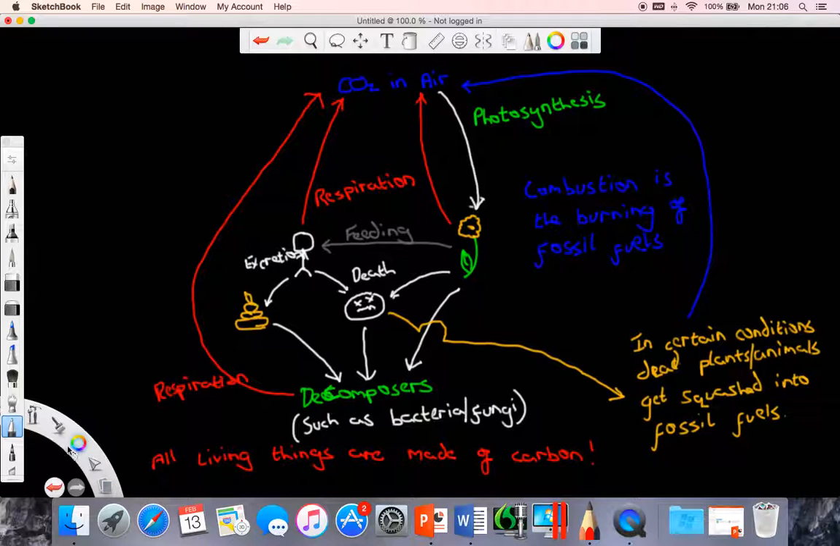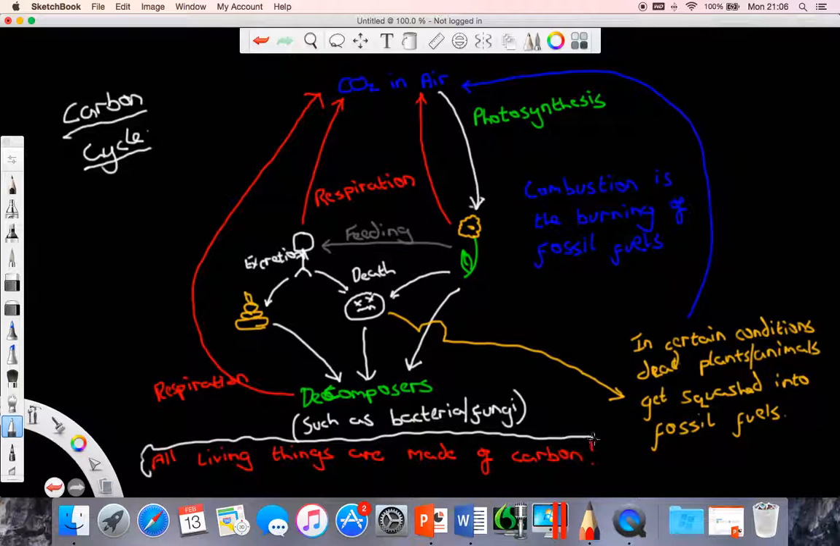Now, this whole process that we've described so far is known as the carbon cycle. And it just shows how carbon gets recycled in an ecosystem in the world. So we've got plants and animals. Animals eat plants, so the carbon that is trapped inside of the plant, because remember, all living things are made of carbon.